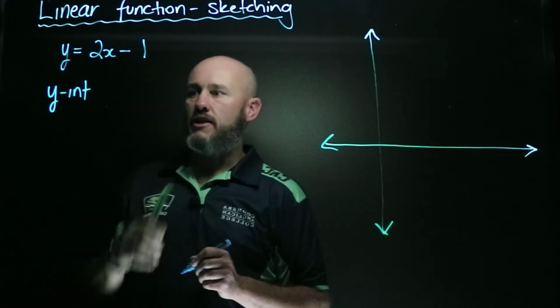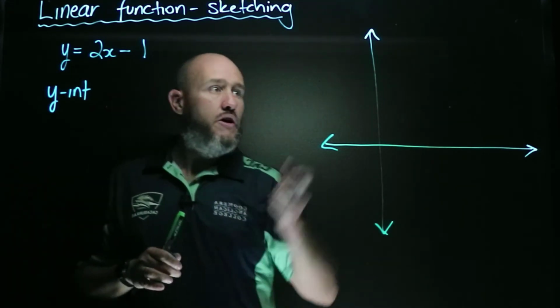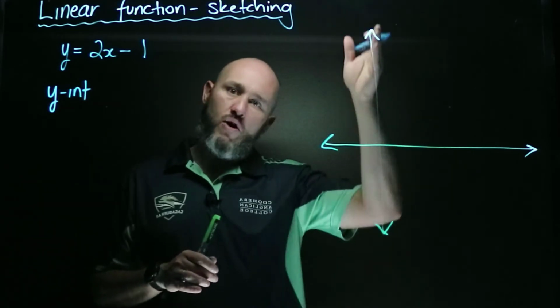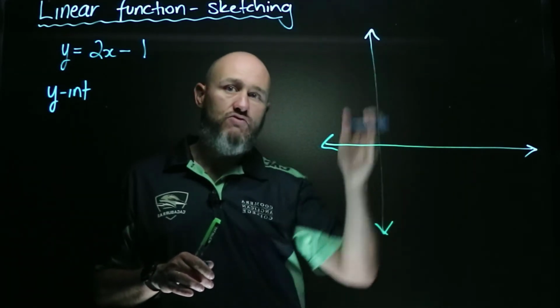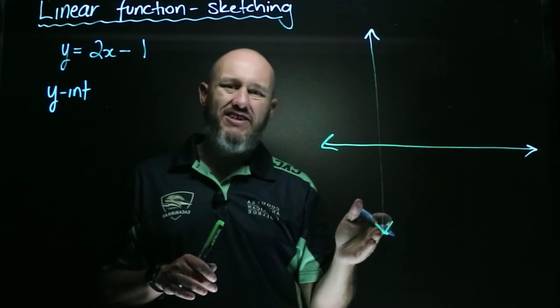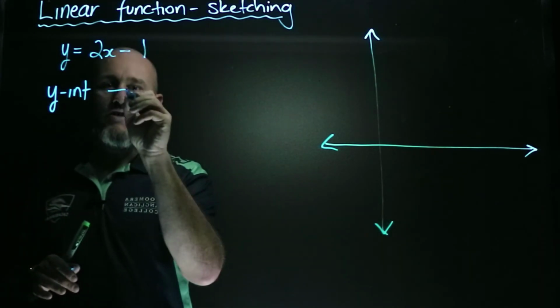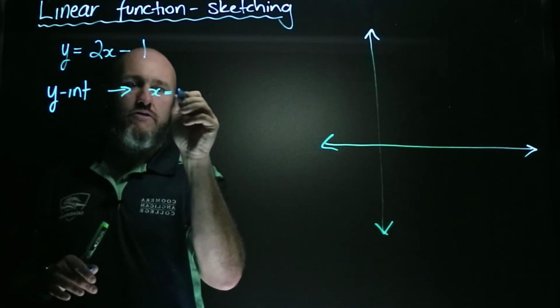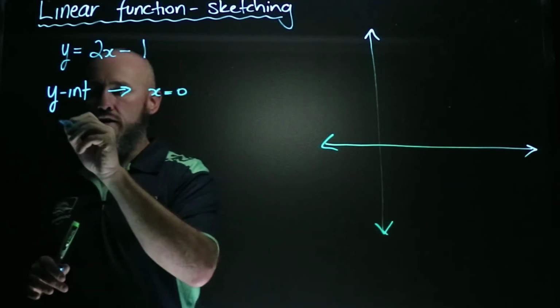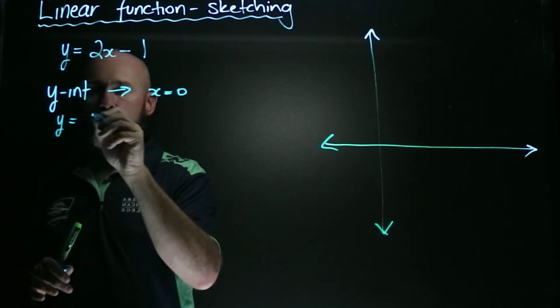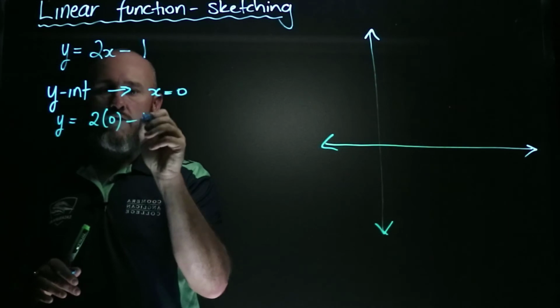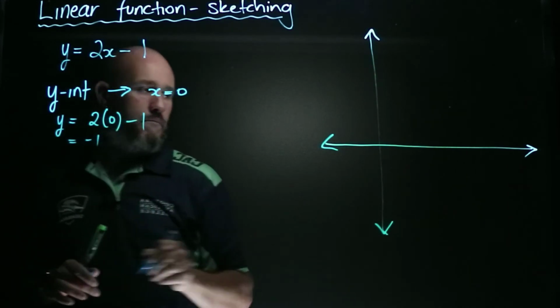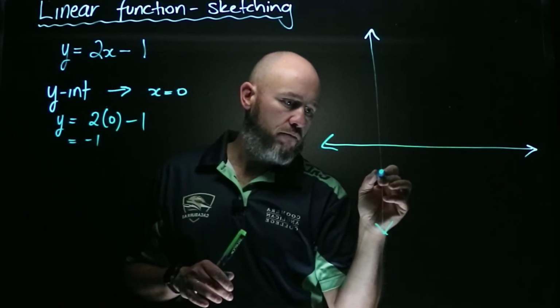The y-intercept is -1. What I want to point out though is the y-intercept occurs on this y-axis. And that y-axis represents every data point where x equals 0. So to get the y-intercept, we just let x equal 0. And so of course we get y is equal to 2 times 0 minus 1, which is negative 1. So our y-intercept is negative 1.